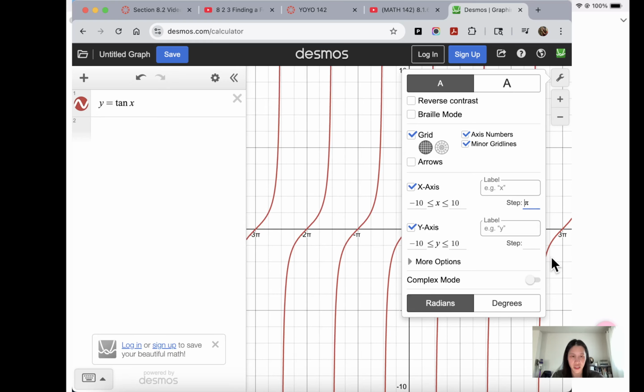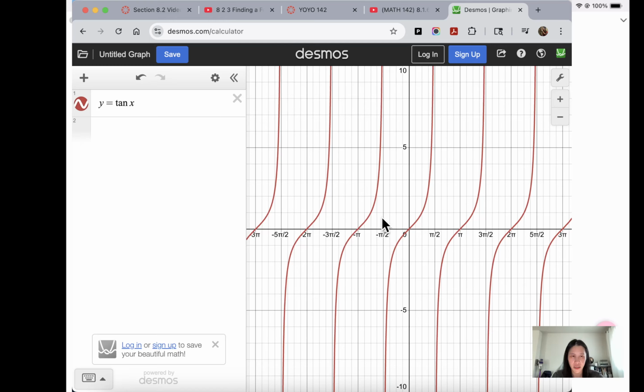Let me do the step and then you can see it more clearly. See, at pi over 2, the graph goes all the way up. And what is the period? Well, if you see the midpoint to the other midpoint is pi, right? So that means the period is going to be pi.